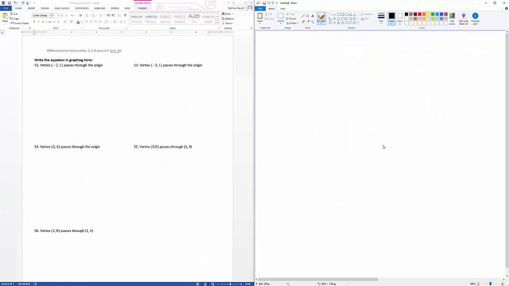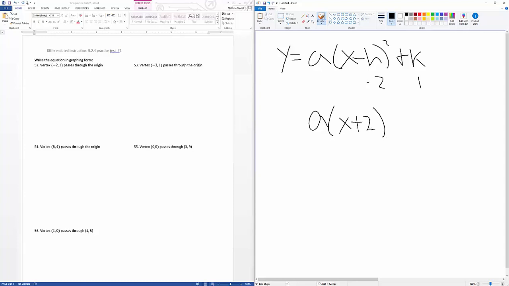All right, so writing the equation in graphing form. At first, because it uses the word vertex, I need to think, okay, that means it's a parabola. So the graphing form for a parabola is y equals a times x minus h squared plus k. Now the vertex is your h and k. So this is -2, and this is 1. So I get a times x plus 2 squared plus 1.